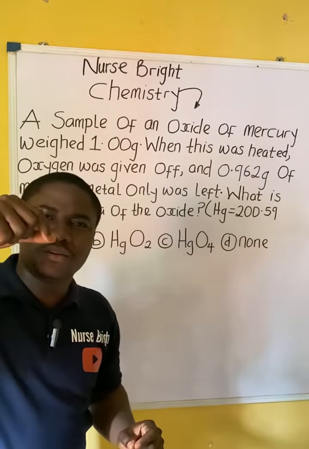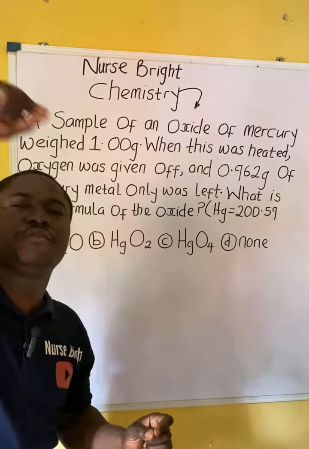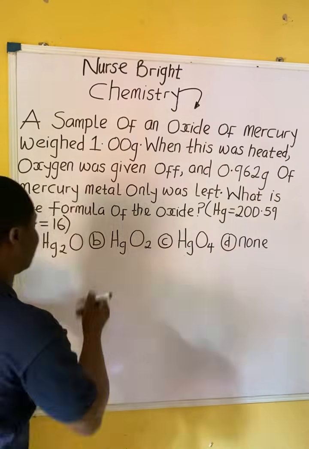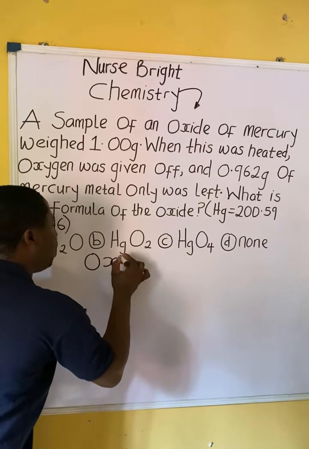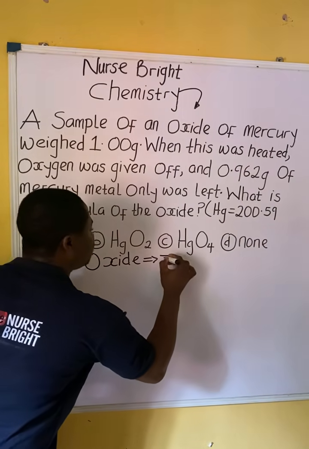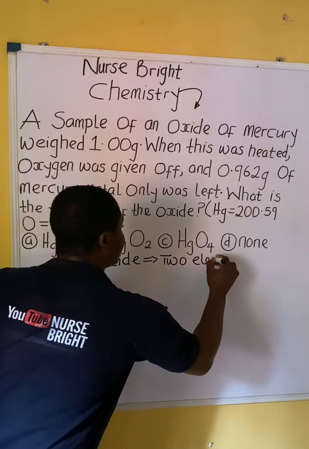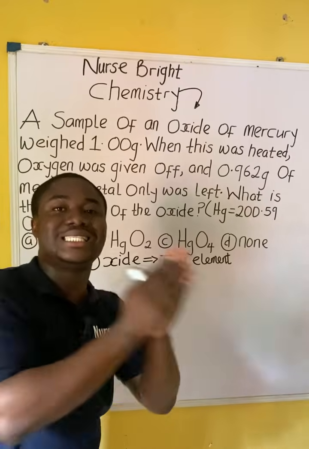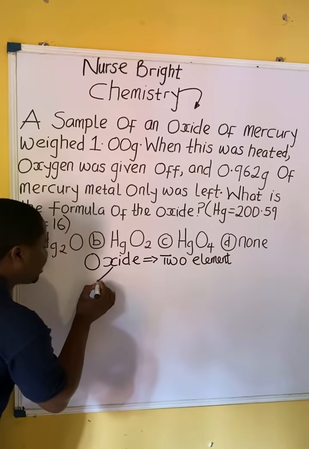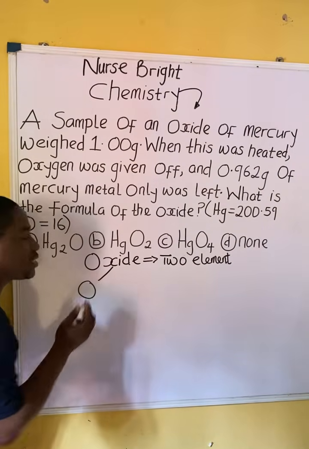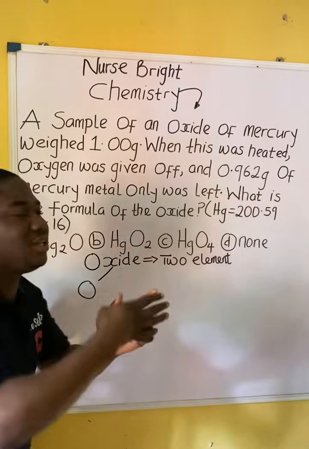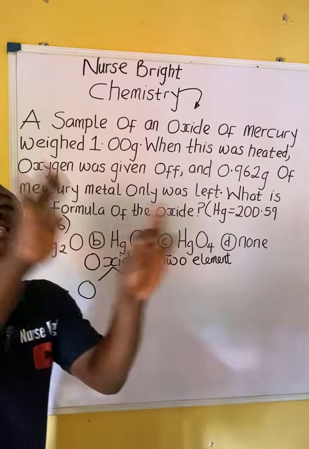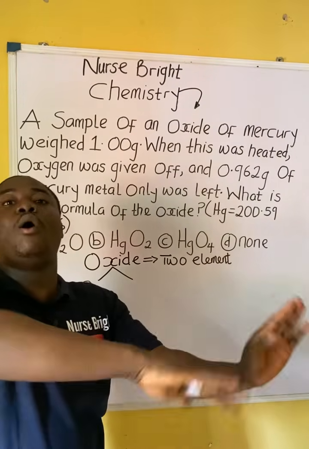Wow. Now, they said something very key at the end. What is the formula of the oxide? First of all, what is an oxide? Listen. An oxide is a compound that is made up of two elements. Now, what are these elements? The first one is oxygen. You can say from the word oxide, one of the key elements that will be present is oxygen, and another element, which can be a metal or a non-metal.